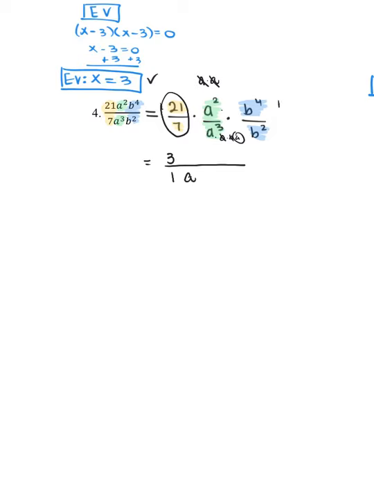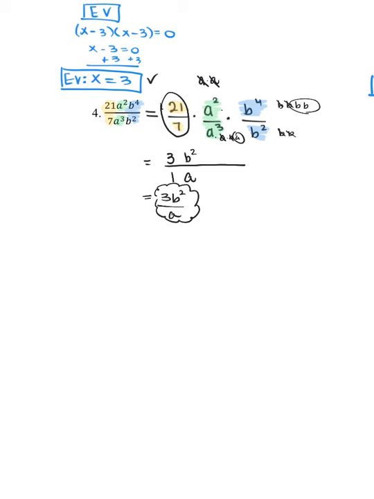So b to the 4th, that means I have 4 of those on top, and then b squared means I have 2 of them. So b divided by b would be 1, another b divided by b would be another 1. So I'm left with b squared in the numerator. Okay, so b times b. So then that would leave me with 3b squared over 1a, or a.